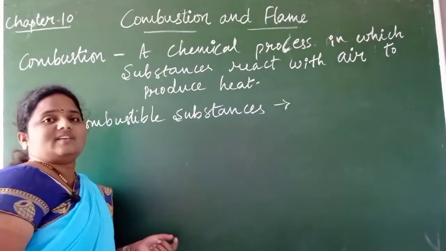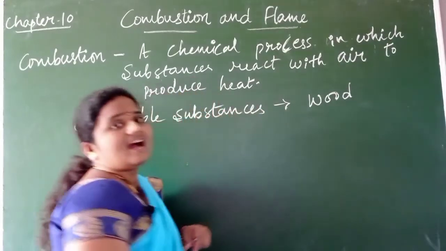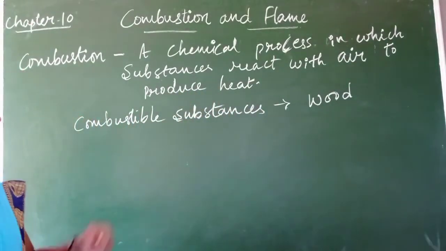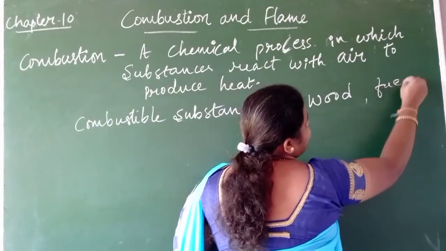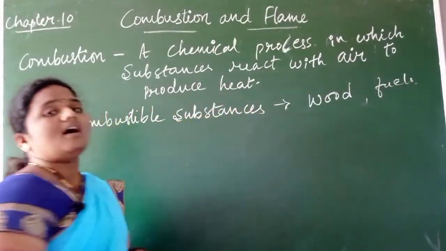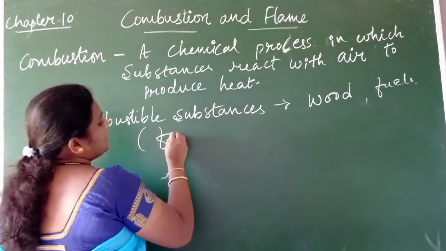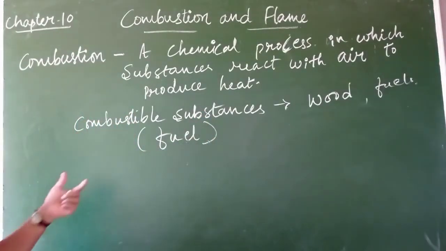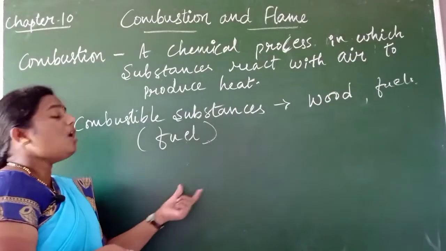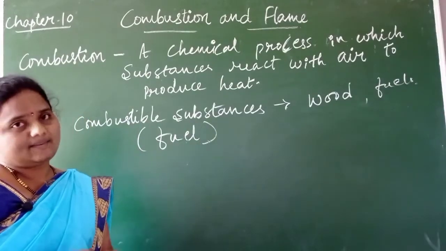Children, when we take wood, it burns to produce heat. So wood is a combustible substance. You can take all the fuels here. Fuels are nothing but chemical substances. In other words, a fuel is nothing but a combustible substance. It might be wood, charcoal, coal, cow dung, compressed natural gas. All these fuels are called combustible substances.